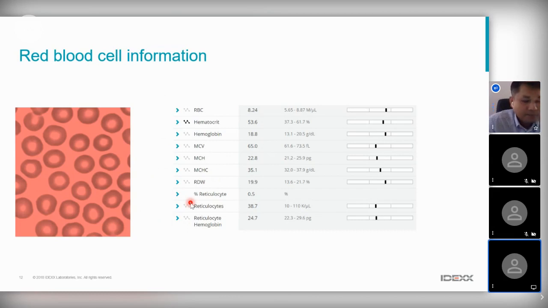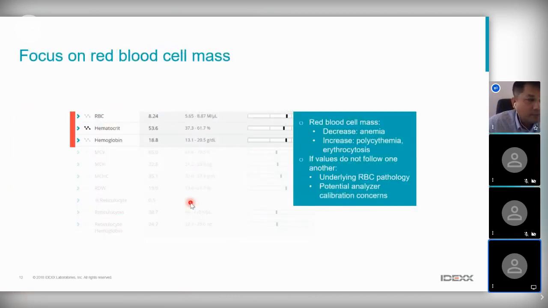Okay. So the first is we are going to focus on the red blood cell mass. This tells us about the absolute count of red blood cells, that is how many red blood cells are circulating in the blood in the body. It tells us the number of red blood cells per microliter. Along with this, we have hematocrit, which is the percentage of blood made up of red blood cells. So this is a percent parameter. And then we have hemoglobin, which is a measure of the amount of hemoglobin available to carry oxygen within the RBC.